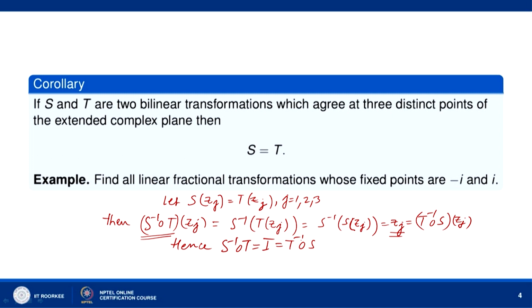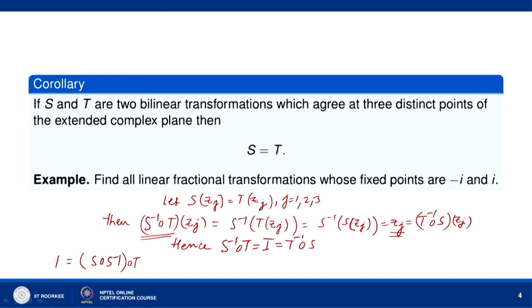Now, we want to show that S is equal to T. We can see that S is equal to S ∘ S inverse. S is equal to S ∘ S inverse, this is identity, ∘ T.